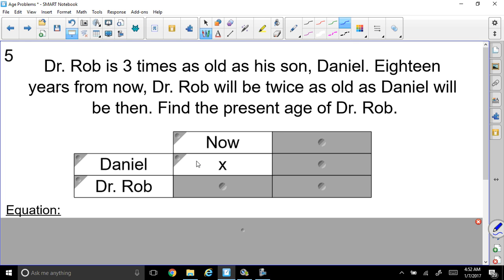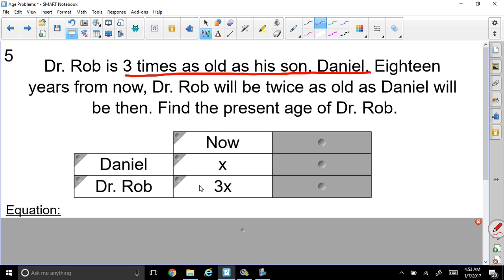So now, if we look at our first statement, it says Dr. Rob is 3 times as old as his son Daniel. So if I call Daniel's age X, it says Dr. Rob equals 3 times as old. So I'm going to take Daniel's age, which is X, and multiply it by 3, and that'll give me Dr. Rob's age. So he's 3 times the age of his son.